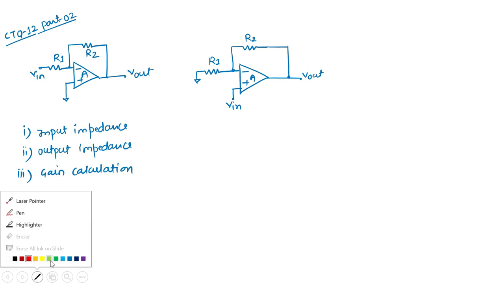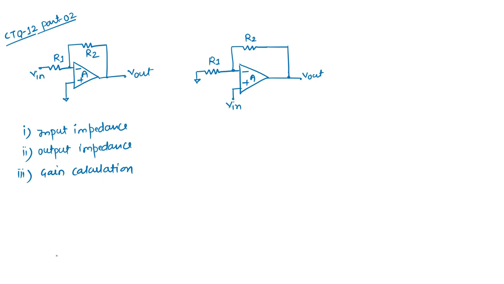In the previous video, we directly calculated whatever was asked in that question, means output voltage, input, and output impedance. But here we will see something extra. In this particular one, we'll use the concept of negative feedback as well, which we also discussed in CTQ 11, so that you can have a better understanding of this question as well.